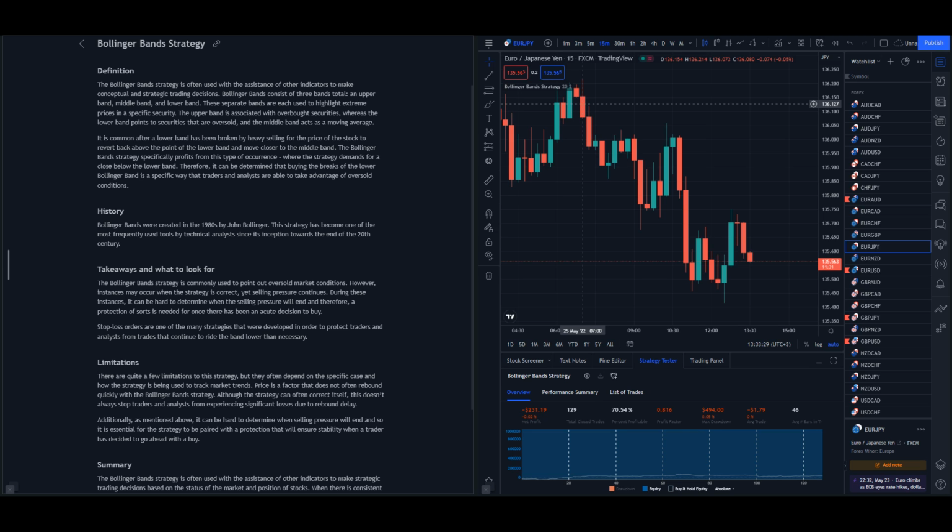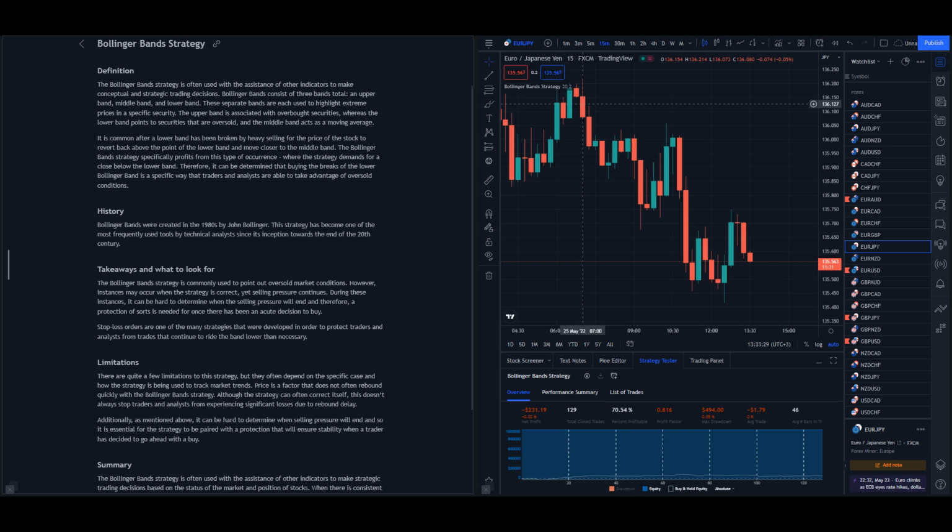It is common after a lower band has been broken by heavy selling for the price of the stock to revert back above the point of the lower band and move closer to the middle band. The Bollinger Bands strategy specifically profits from this type of occurrence, where the strategy demands a close below the lower band. Therefore, it can be determined that buying the breaks of the lower Bollinger Band is a specific way that traders and analysts are able to take advantage of oversold conditions.